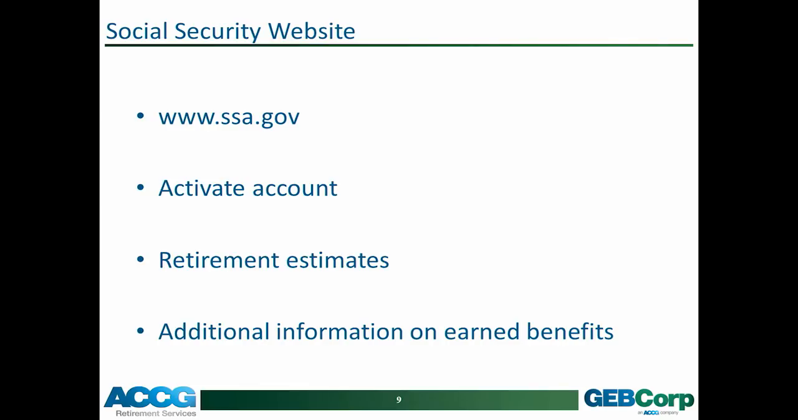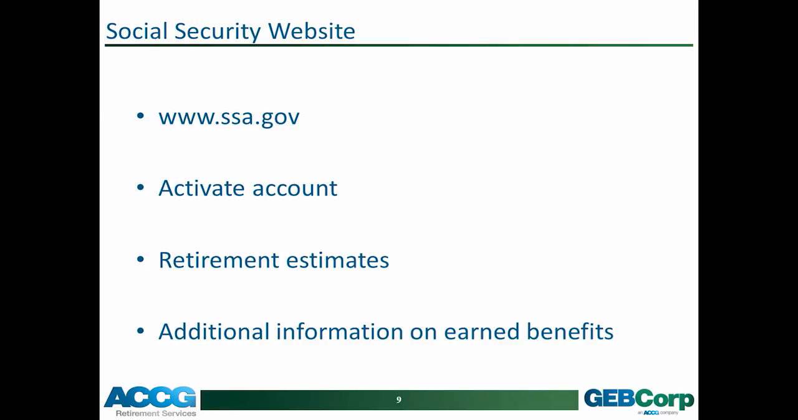Also, if you wait to turn Social Security on past your full retirement age, your Social Security benefit will automatically increase by 8% all the way up until the age of 70. Nobody should wait past age 70 to collect Social Security benefits. So go take a look at that. There are some rules and information that they put online.